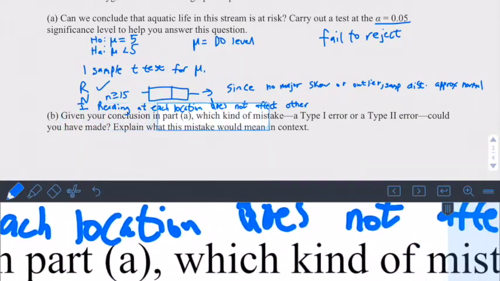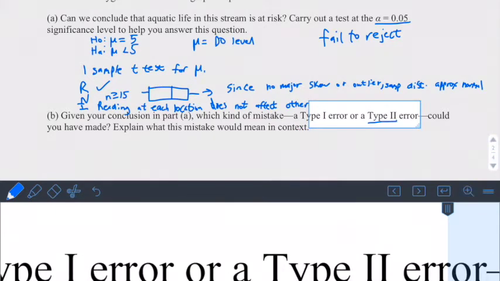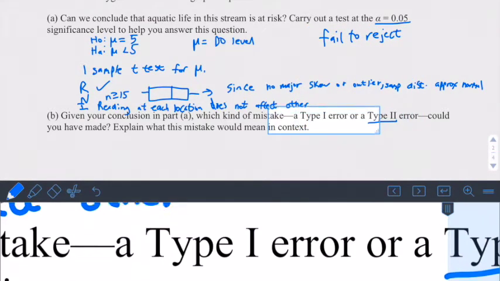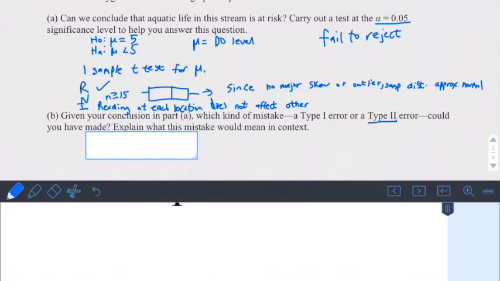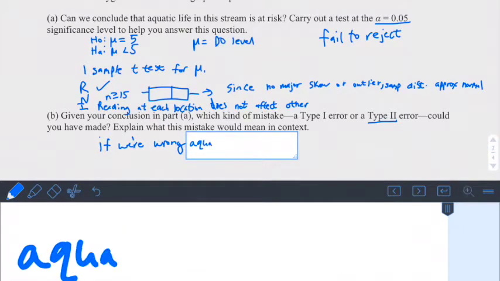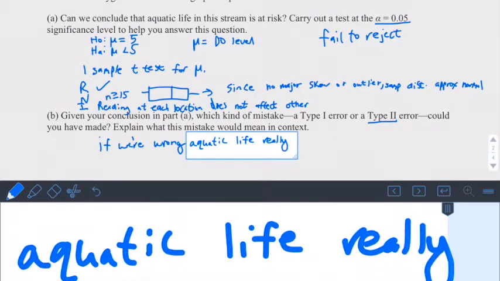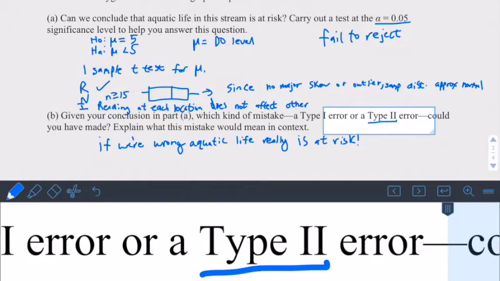So given our conclusion in A, what kind of mistake could I have made? Well, this is a type 2 error since we failed to reject. Okay, type 1 is wrongly reject, and type 2 is wrongly fail to reject. We did not conclude that the life was at risk, but if we're wrong, life really is at risk. So that's a major error. So maybe a consequence of this is all the fish die, and that's a serious error. So in this case, a type 2 error is very bad.